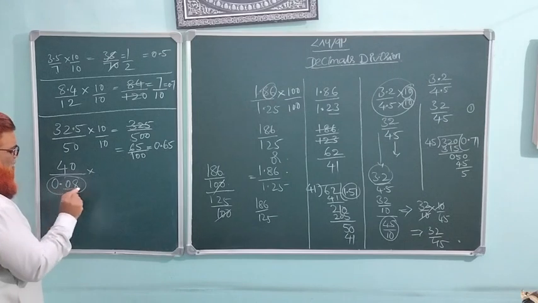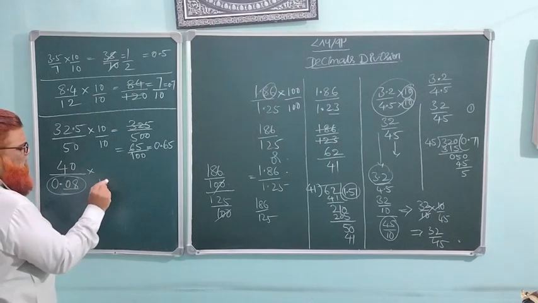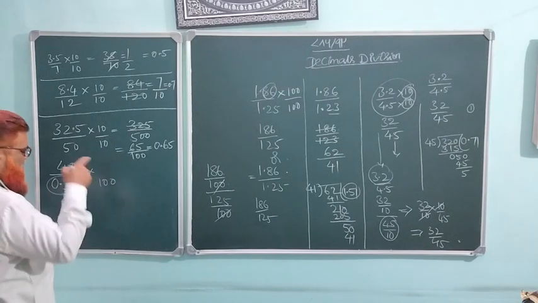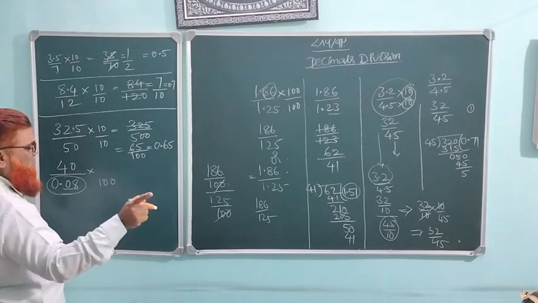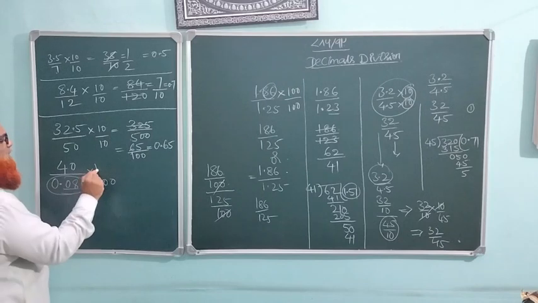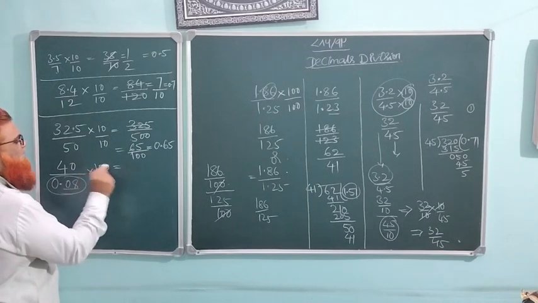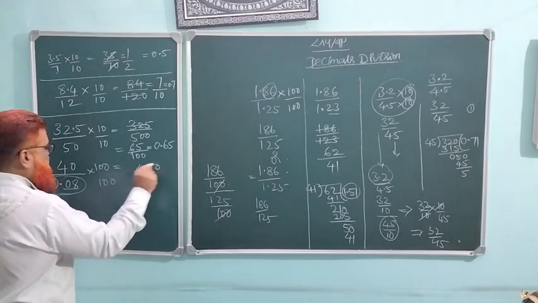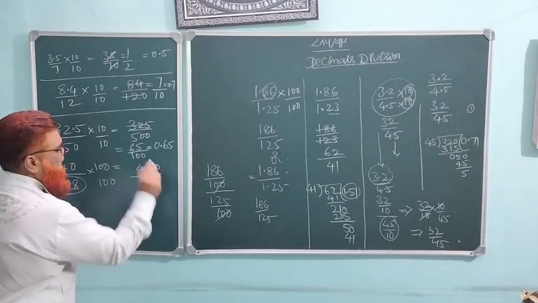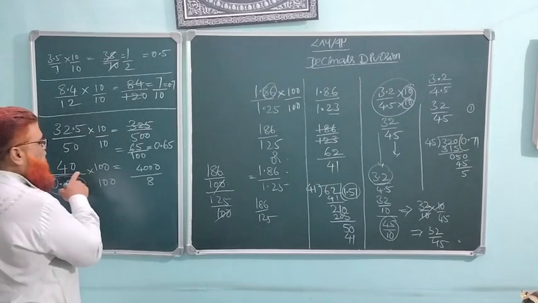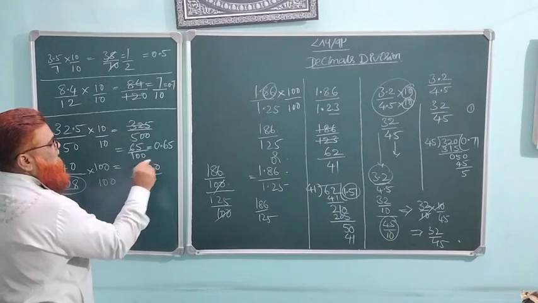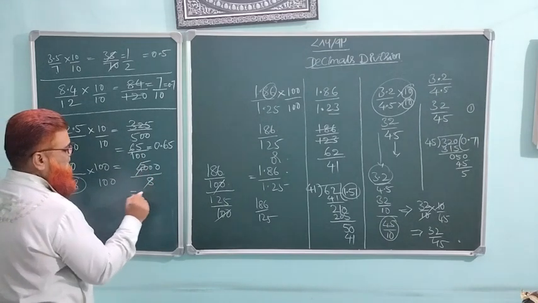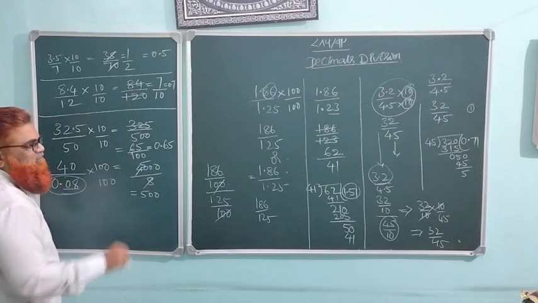So after the decimal, how many digits? It has 2. So multiply with 100. When you multiply the upper part, you need to multiply the lower, and when you multiply the lower part, you need to multiply the upper also. 40 into 100 is how much? It is 4000, and the lower is 8. Then 4000 divided by 8: 8 ones are 8, 8 fives are 40. So the answer is 500.